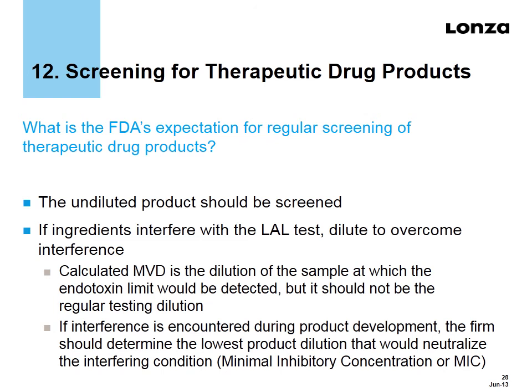If interference is encountered during the product development, the firm should determine the lowest product dilution that would neutralize the interfering condition, and this is known as the minimal inhibitory concentration, or MIC.